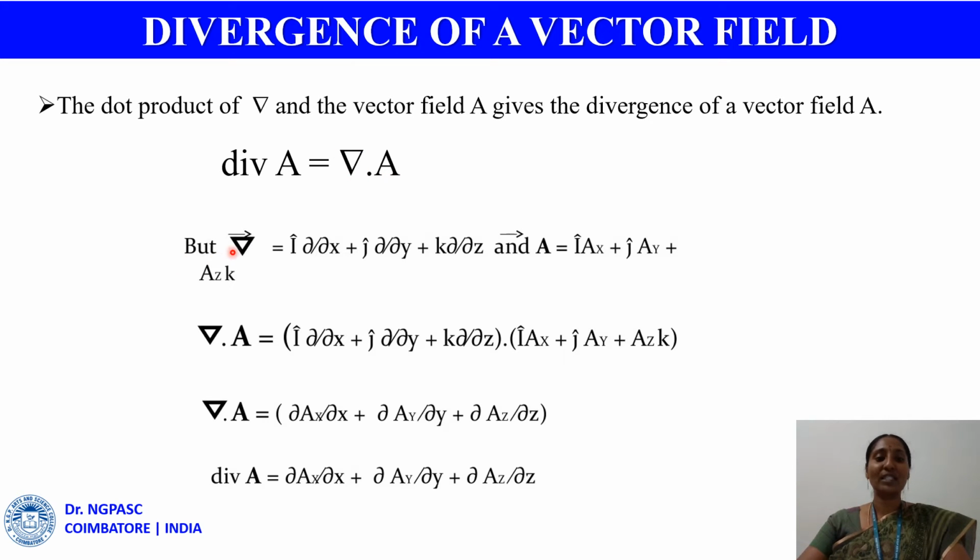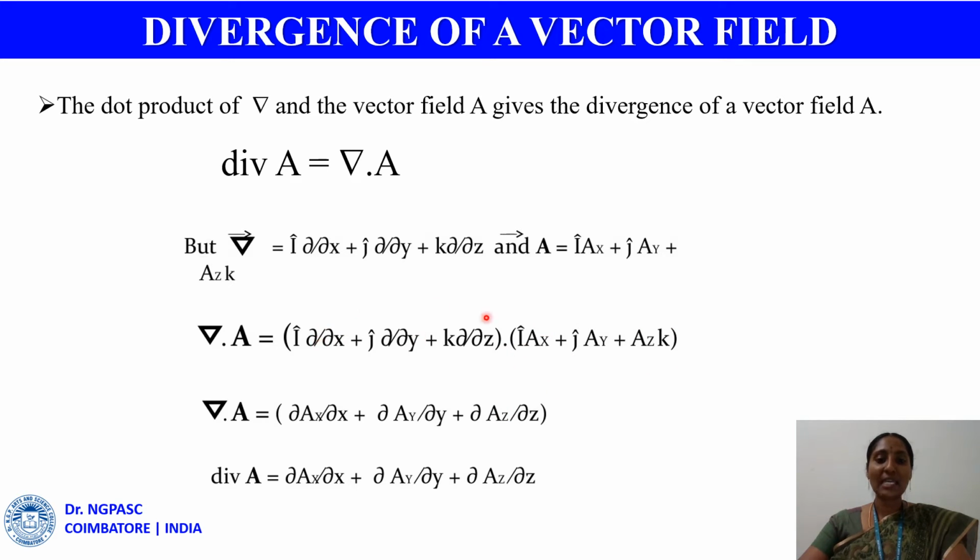Del, what is the value of del? We represent del in three-coordinate Cartesian coordinates, i, j, k: i dou by dou x plus j dou by dou y plus k dou by dou z. And A is called a vector field, i Ax plus j Ay plus k Az. So del dot A is a dot product of the value of del and the value of the vector field.